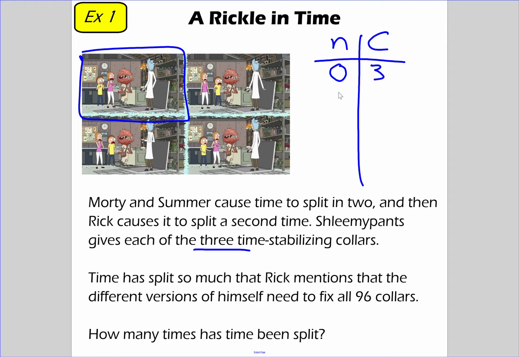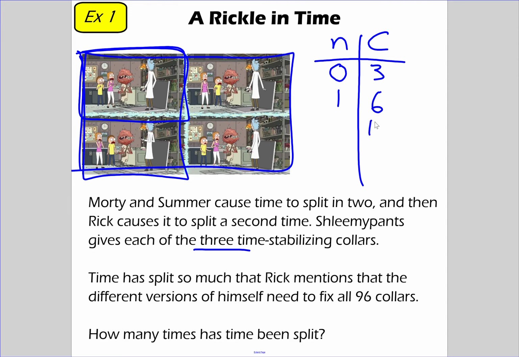Okay. Now, after the first split, we now have 2 realities. So instead of 3, we now have 6 collars. Okay. Now, when it splits again, we now have 4 realities, and between those 4, we now have 4 times 3, 12 collars. So we can start to see a pattern. If we were to split that again, it would end up doubling again. So we see this pattern of doubling that's happening between our terms.